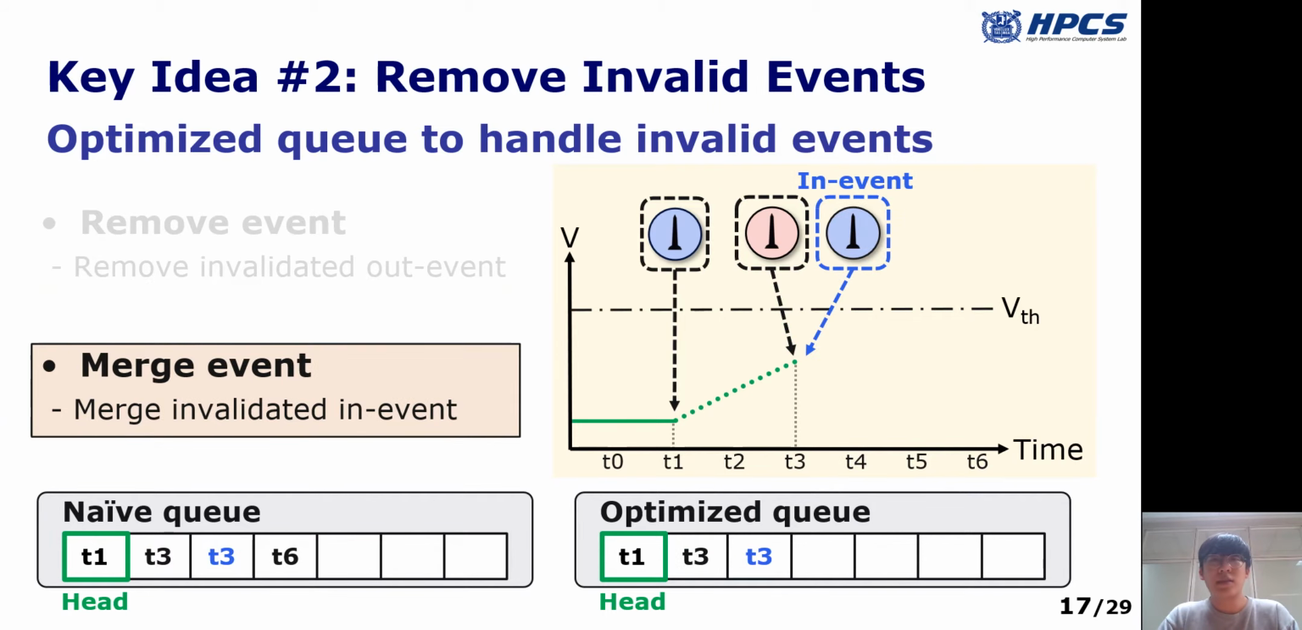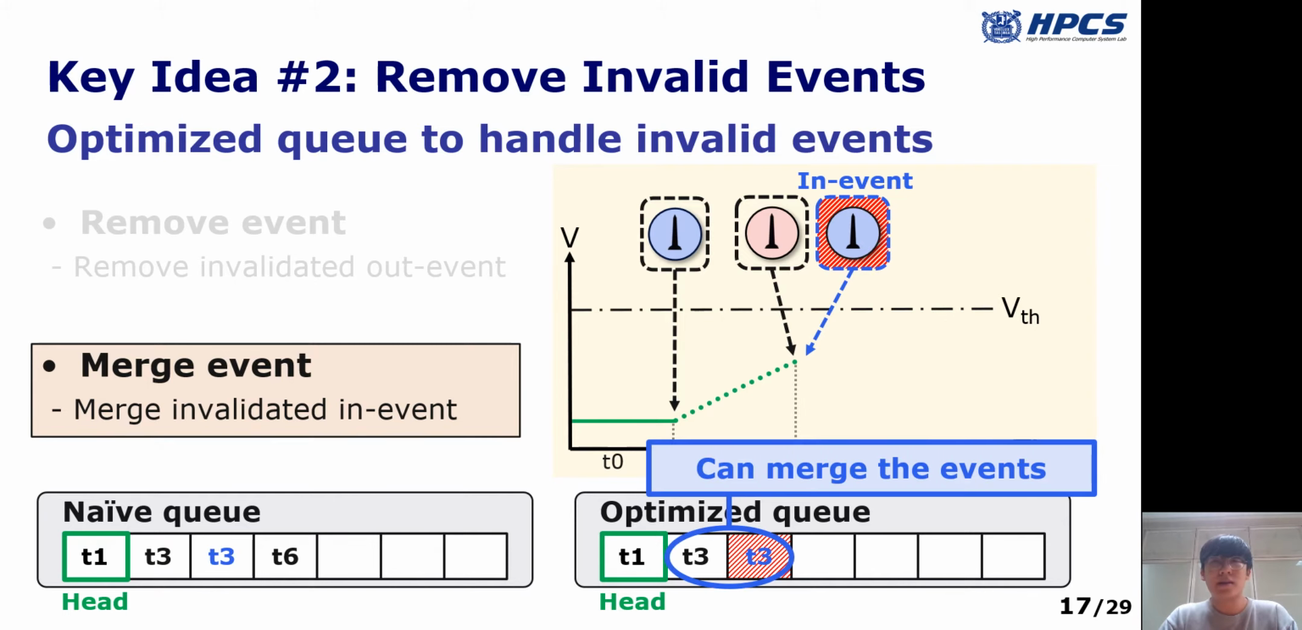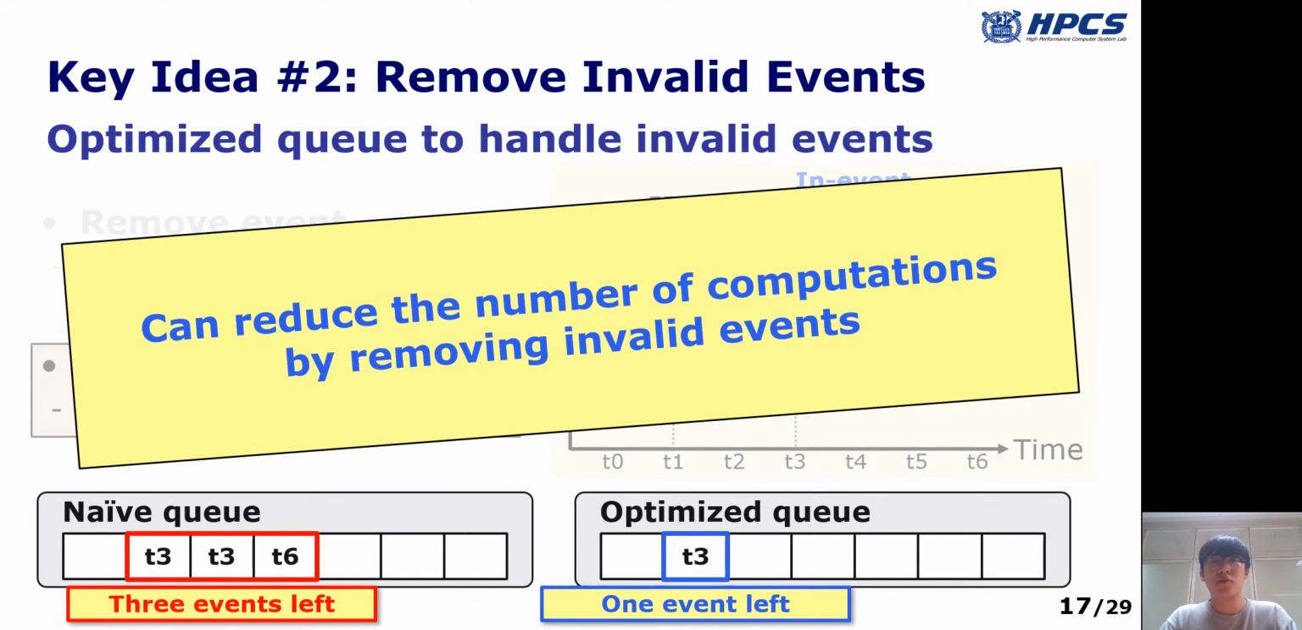Then, the neuron receives another incoming spike at T3. In this case, the simulator can merge the in-event with the pre-scheduled in-event at T3, as it is scheduled at the same time step. As a result, we reduce the number of computations. Compared to the naive queue, which keeps 3 remaining events, our optimized queue keeps only a single event.